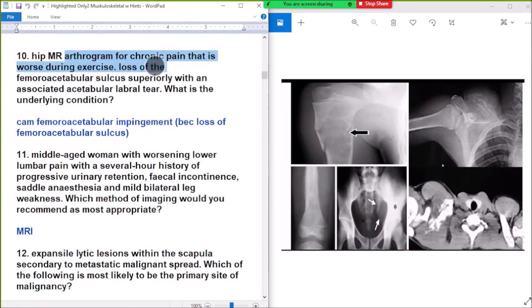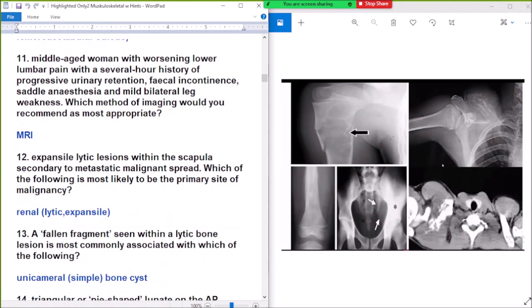Question 10. Hip arthrogram for chronic pain that is worse with exercise, with loss of the femoroacetabular sulcus superiorly and a superior acetabular labral tear. The underlying condition: cam femoroacetabular impingement, because of loss of the femoroacetabular sulcus. On the MR hip arthrogram, there is loss of the femoroacetabular sulcus with an associated acetabular labral tear. Underlying condition: cam femoroacetabular impingement. The patient has chronic pain that is worse during exercise also.